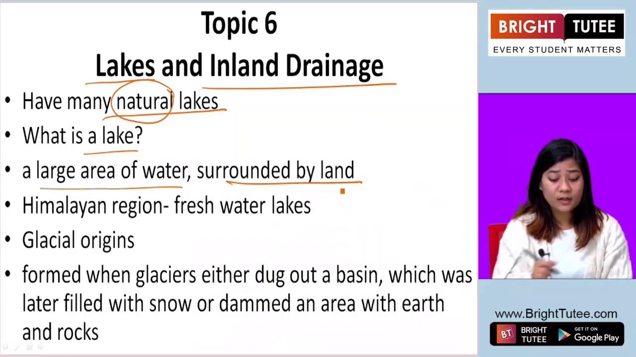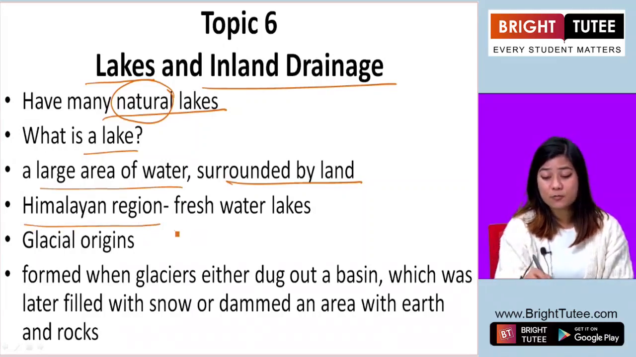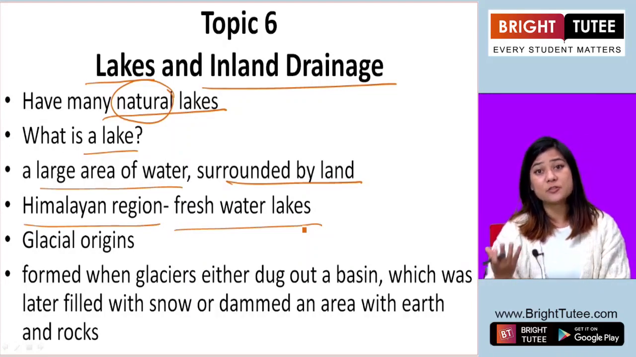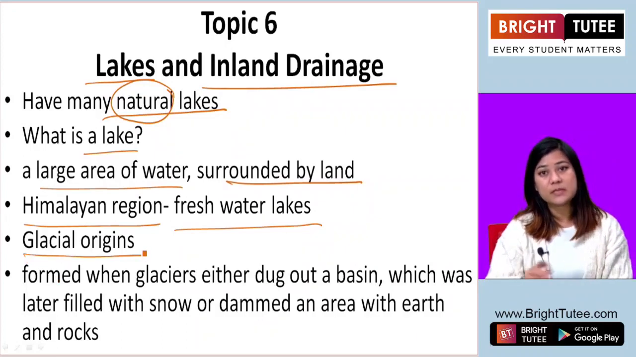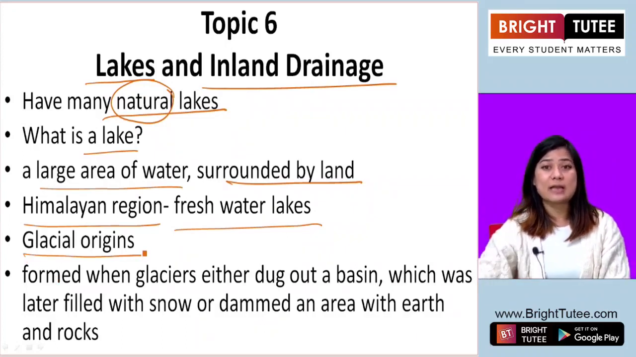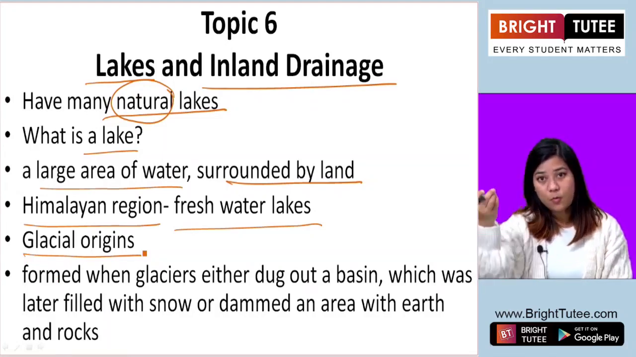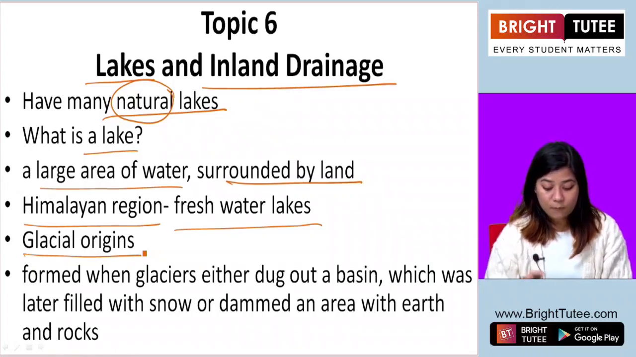Alright. Now in India, in the Himalayan region, we have many freshwater lakes which are natural, but at the same time they are freshwater lakes. Okay, they have glacial origins, meaning their origins are in the glaciers or the melting ice. From there, these lakes are formed. The water comes and deposits into an area and the lakes are formed.